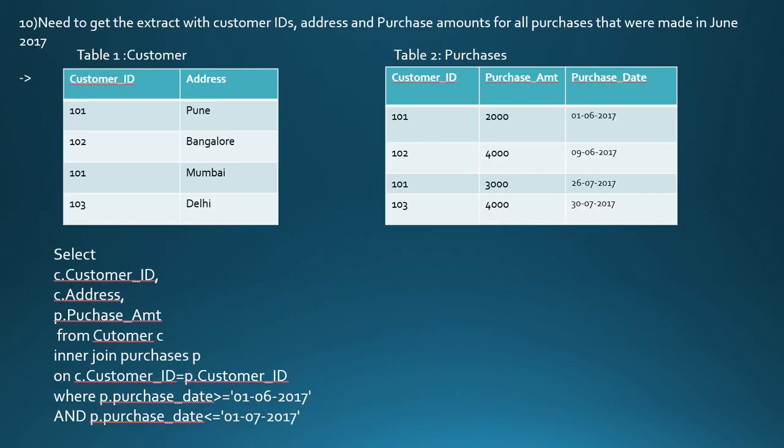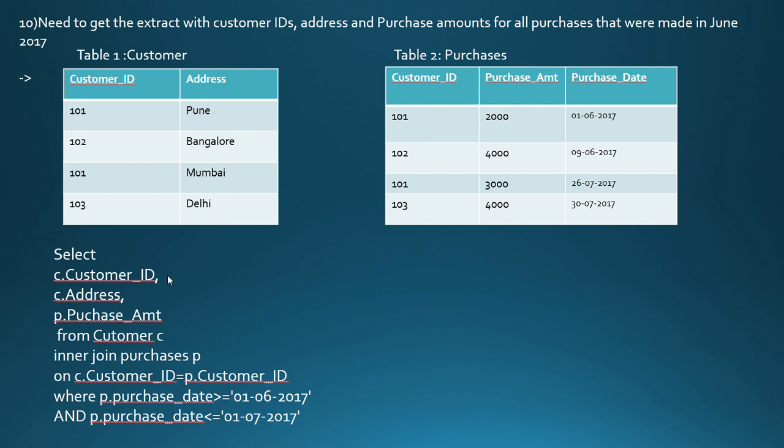Next question: we need to get the extract with customer ID, address and purchase amount for all purchases that were made in June 2017. This is table 1, customer, and this is table 2, purchases. The column names are customer ID and address in the customer table. In the purchases table: customer ID, purchase amount, purchase date.